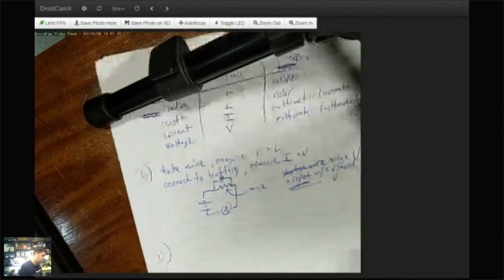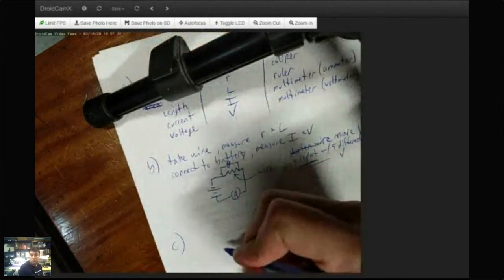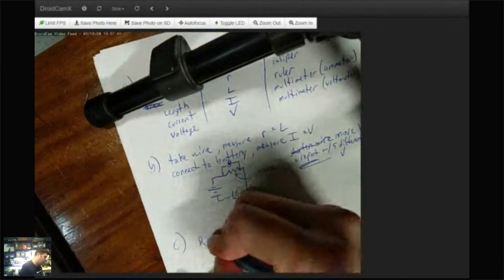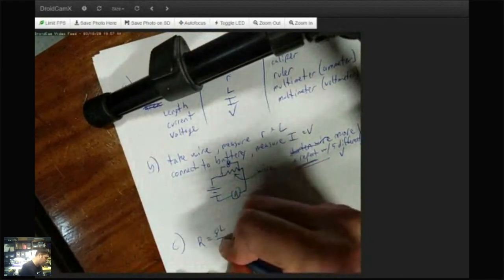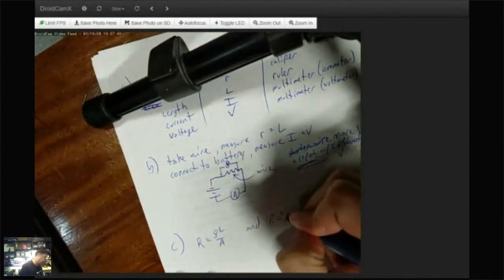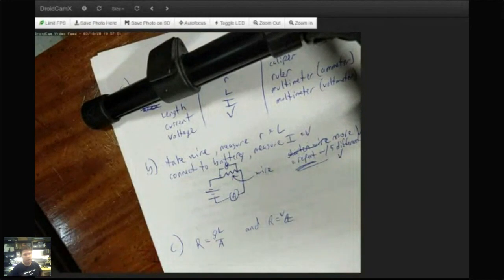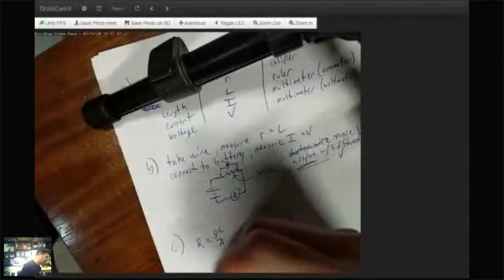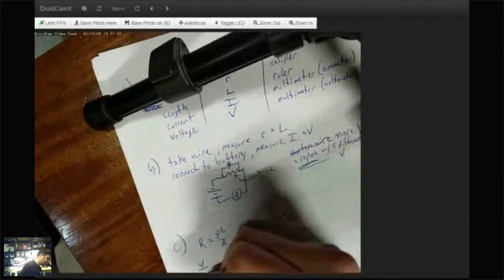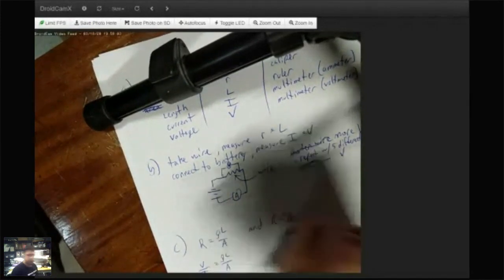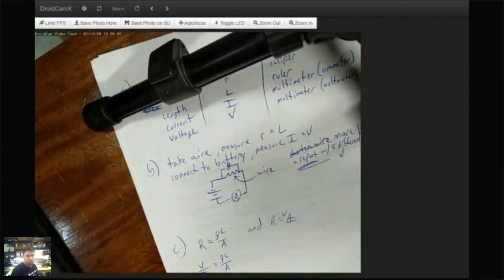Well, I'm going to go back to what Marshall said earlier. We're going to go to our equations. So I know R equals rho L over A and R equals V over I, or I equals V over R, whichever Ohm's law variant you want to do. Well, what this means is that V over I must equal rho L over A. Okay, this is looking pretty good.